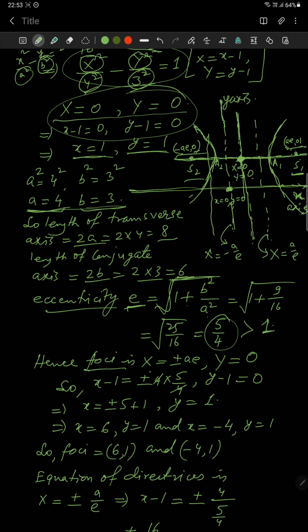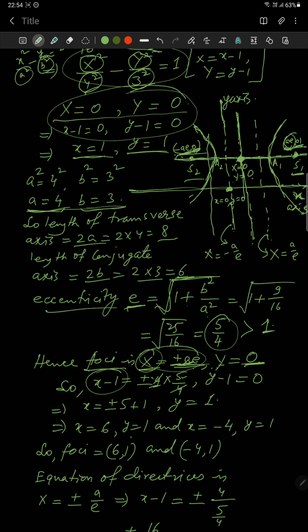So foci are capital X equal to plus minus AE and capital Y equal to 0, which is what is shown over here. This one represents capital X equal to AE and capital Y equal to 0, and capital X equal to minus AE and capital Y equal to 0. So combining plus AE and minus AE, I have written together over here: capital X equal to plus minus AE and capital Y equal to 0. That will be the same for both the cases. So in place of capital X, we have written x minus 1, and A is equal to 4 and E was calculated as 5 by 4.